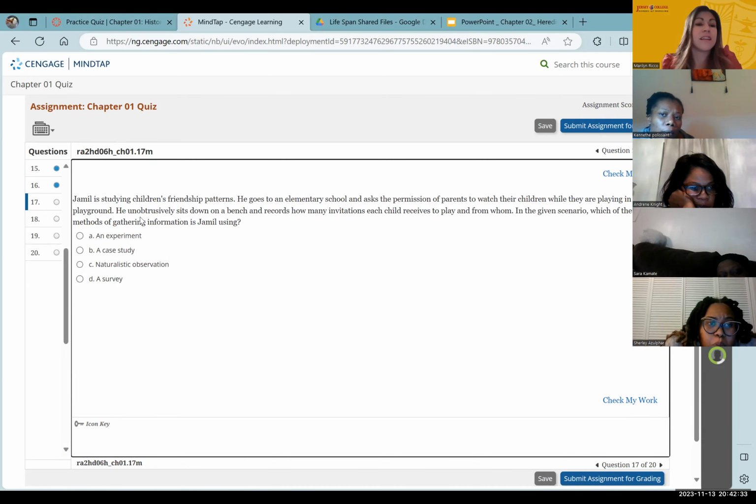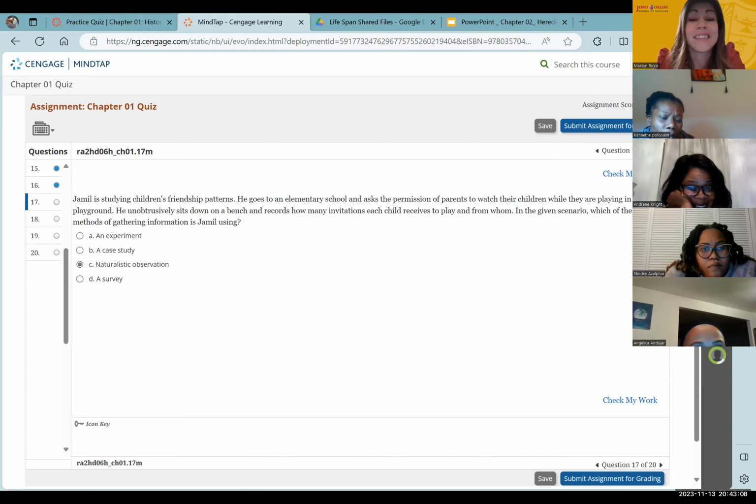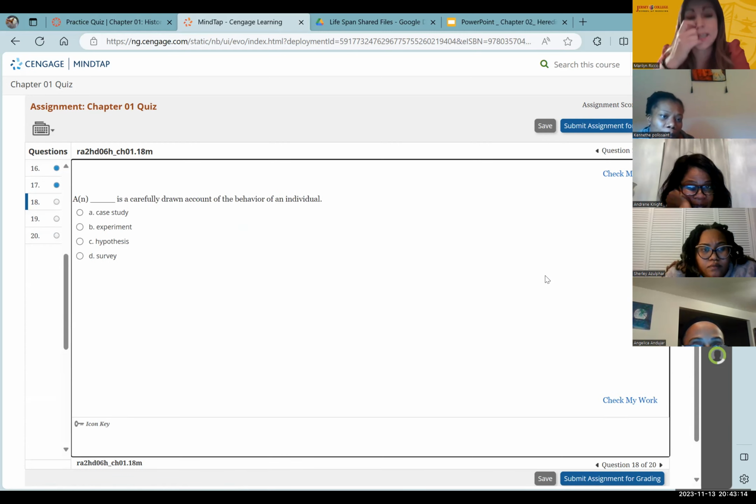Jamal is studying children's friendship patterns. He goes to an elementary school and asks the permission of parents to watch their children while they are playing in the playground. He unobtrusively sits down on a bench and records how many invitations each child receives to play and from who. In the given scenario, which of the following methods of gathering information is Jamal using? I'm just going to help you with that one. He's observing. He's not talking to them. So he's not taking a survey.